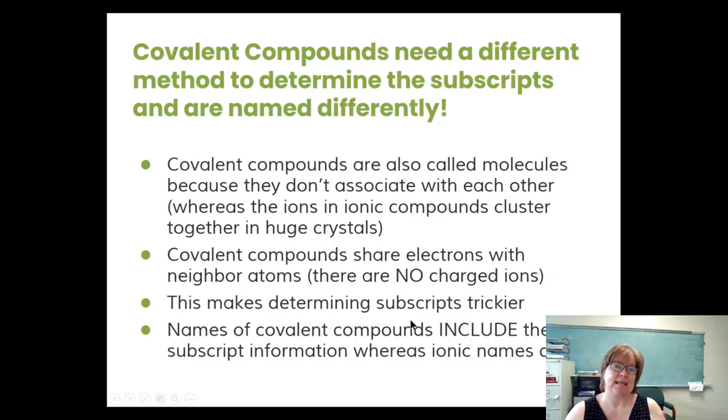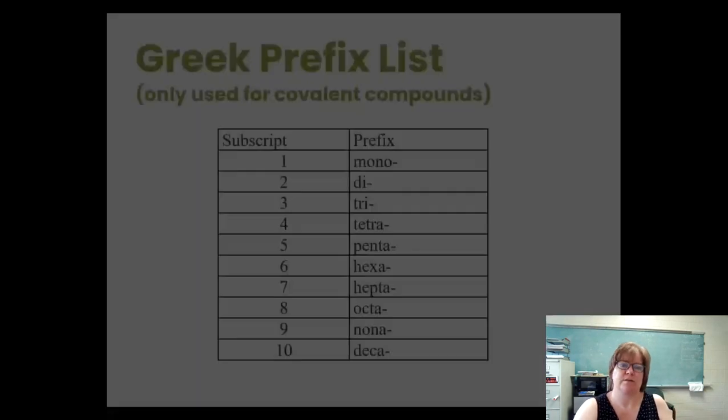And that means I can't make a guess at the subscripts. I basically have to be told the subscripts, which means you have to include the subscripts in the name. And when I write formulas, I have to make sure I'm looking for those subscripts and incorporating them. So it's a little bit different because the subscript is actually included in the name. I don't need to do that with ionic compounds because I know the ion charges. I can figure it out. Can't figure it out for covalent.